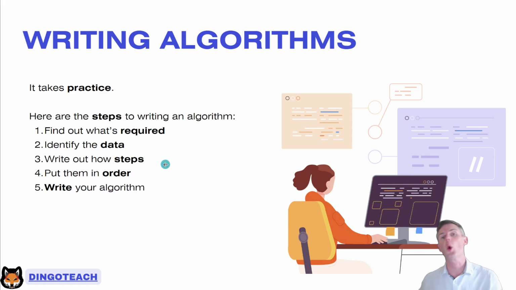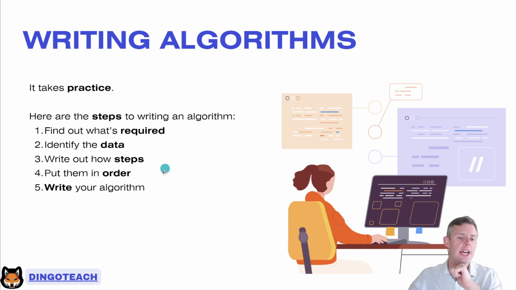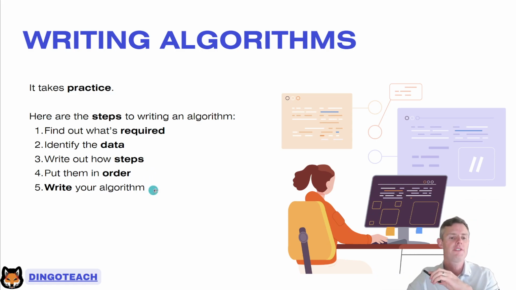Okay, and it doesn't matter what order you put those steps. You just put down every single thing that you need to achieve on a bit of paper or whatever. And then you place them in order. That's why I say just put them in any order. Just try and get those brain farts out of the head onto the page. And then finally, write out your algorithm. Okay, and bit by bit.